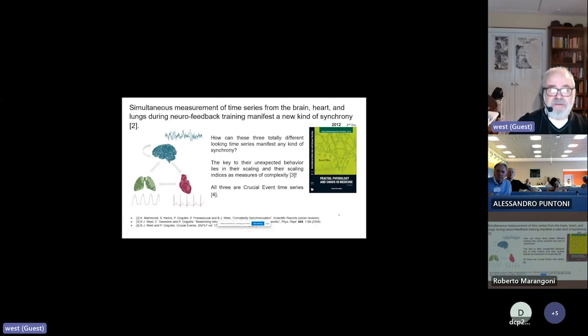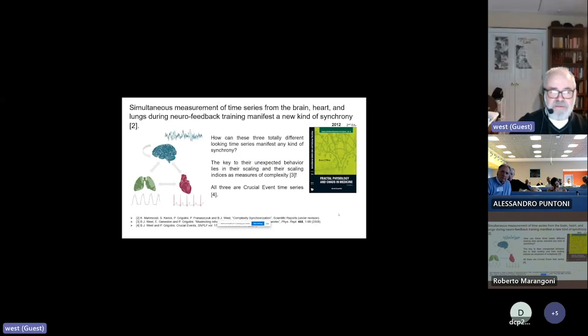I'm going to talk about data from particular neurofeedback training that manifests a new kind of synchrony. What this means is that if you look at any EEG channel, the typical one is shown there over the brain. It looks like nothing so much as noise, but you know it's filled with information. But it's a very erratic looking signal.